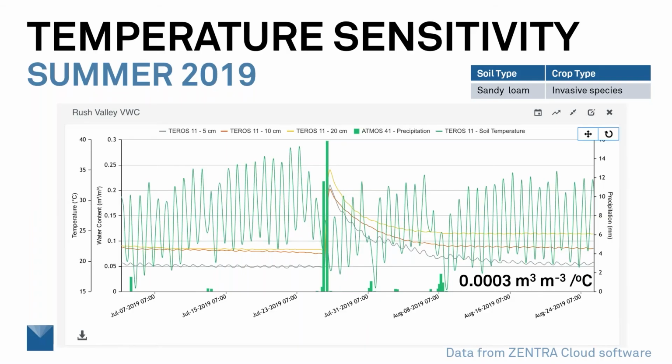What about temperature sensitivity? Let's jump back to our sandy loam soil out in that desert. And so this is a little bit of summertime data. Now our invasive species, our cheatgrass, has pretty much died off. The water content down here is at kind of a nominal level. And we see this little pattern day and night going up and down. And we wonder, well, what's causing that? Is there some water moving around in the soil?